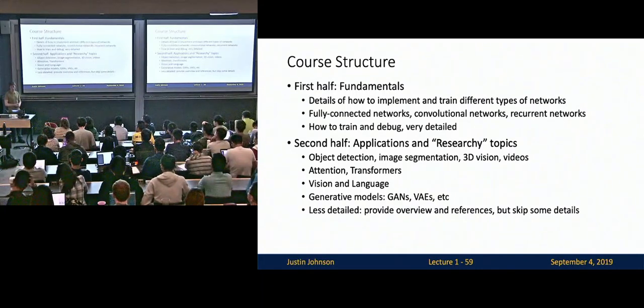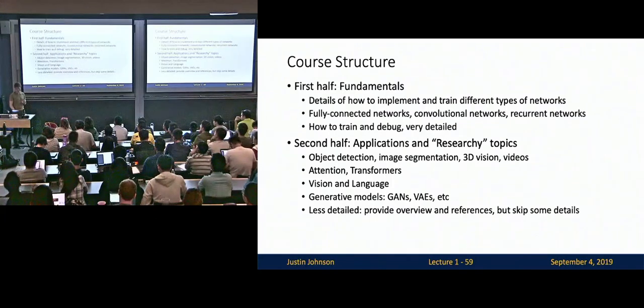In the second half, we'll talk about things like object detection, image segmentation, 3D vision, videos. We'll talk about attention, transformers, vision and language, generative models. I think it's going to be a lot of fun.